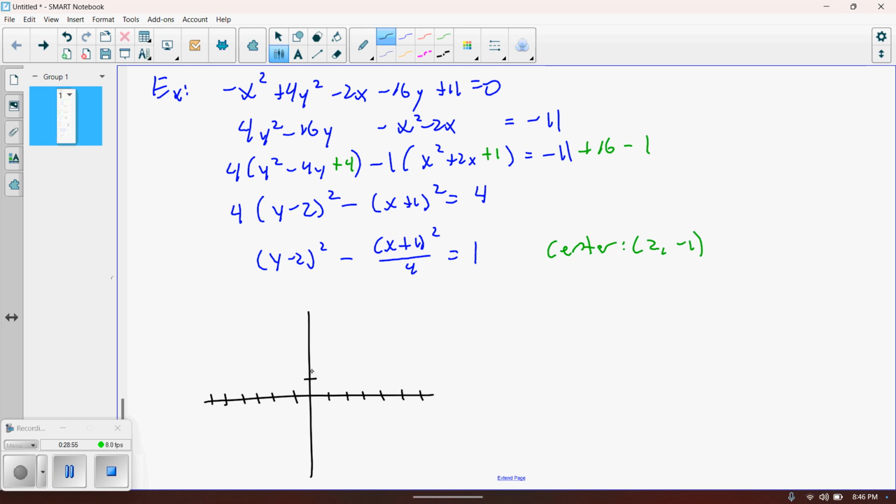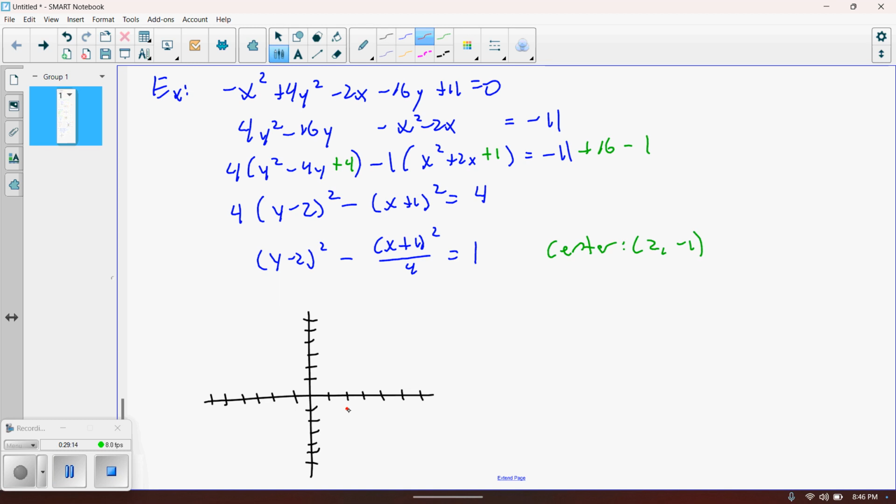I'm hoping 6 in each direction will be plenty. It should be. 1, 2, 3, 4, 5. I missed one. Okay, there we go. So at 2, negative 1 is our center. 2, negative 1 is the center, and that's where that little dot is right there.